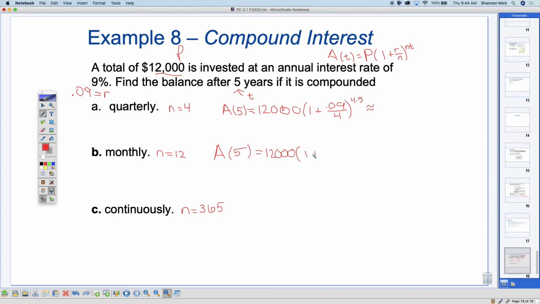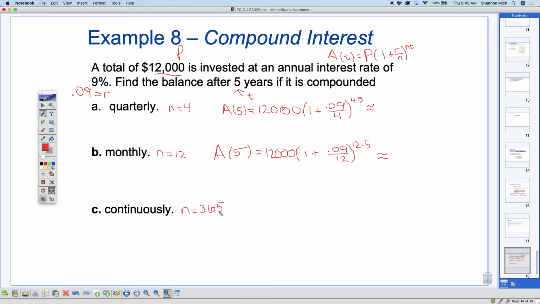1 plus 0.09 over 12 to the 12 times 5. I have a quick question. How do you find N? N is the number of times it's compounding in a year. So monthly would be how many times? 12. Okay. So now continuously, and we're going to write this in both equations so we can compare our answers.